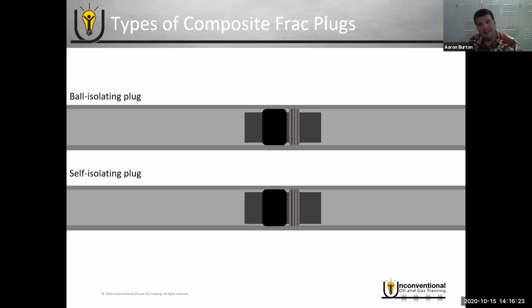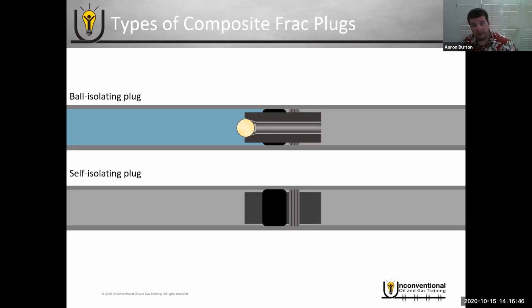So there's two different types of frac plugs out there, or two that are the most common anyway. And the top one here is going to be the ball isolated frac plug. So if we look at a cutout view, it's hollow through the mandrel. So as soon as you set the plug, you don't have isolation. You actually have to pump a ball downhole. When it lands on the seat, that's when you have your isolation.